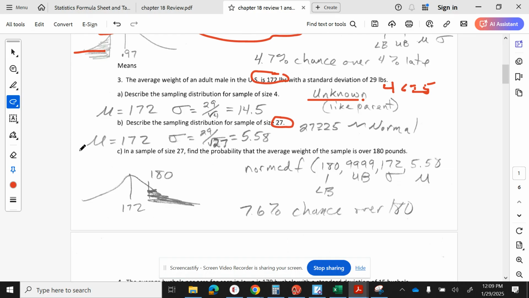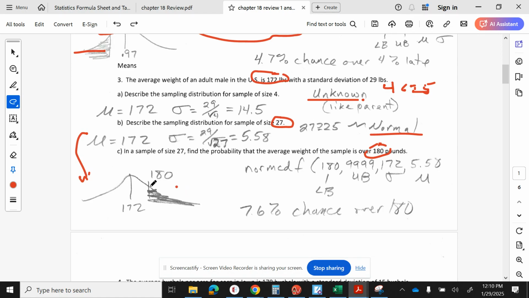Okay, what's the chance in this distribution? We always take part B, we bring it down to part C because we found out it's normal, we can use it. What's the chance that we average over 180? We draw a curve. I get students every time, they don't draw the curve. If you don't draw this curve, you got -1. Don't get -1.